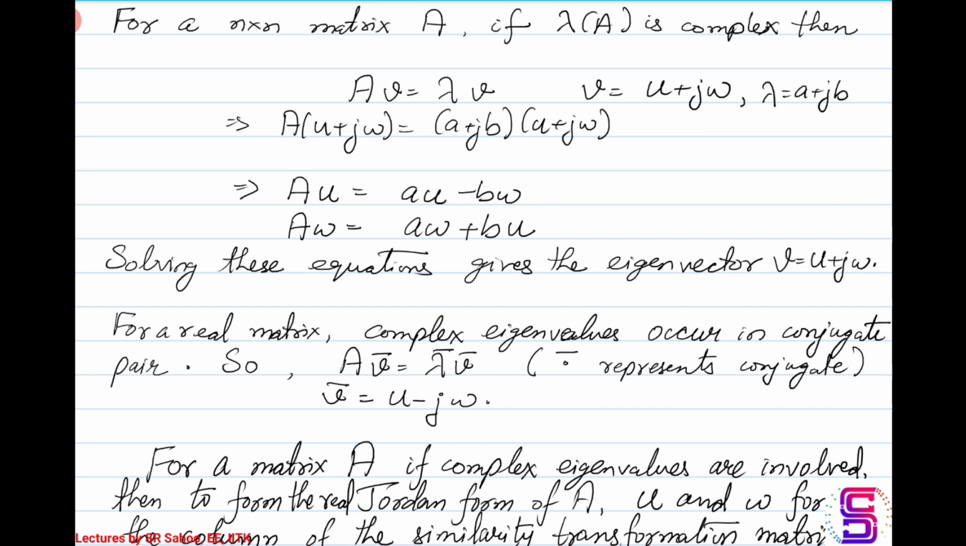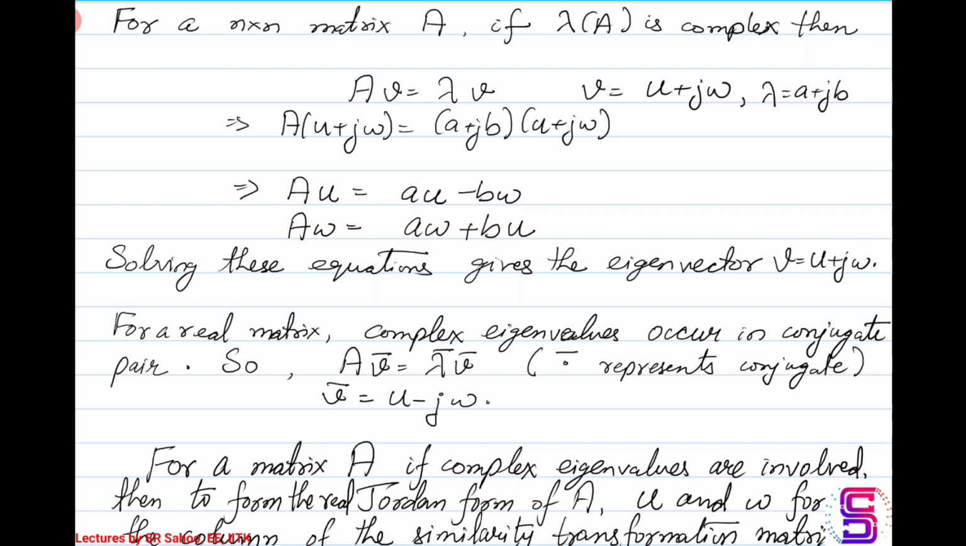Suppose A is an n cross n real matrix, and suppose an eigenvalue of A is complex. We know that for real square matrices, if there is a complex eigenvalue, then its conjugate is also an eigenvalue of A. Now suppose lambda is a complex eigenvalue, then the eigenvector, by definition AV equals lambda V, means V will possibly be a complex vector of the form U plus jW. Lambda being complex, I can express lambda as a plus jb.